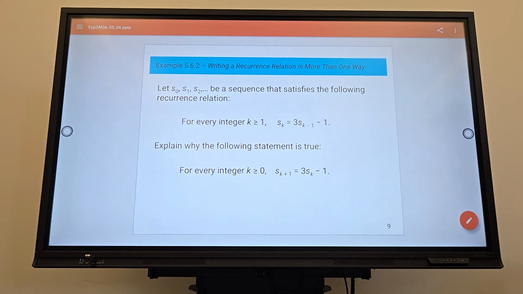Let s1, s2, s3, etc., be a sequence that satisfies the following recurrence relation. For every integer k greater than or equal to 1, s sub k equals 3 s sub k minus 1 minus 1. Explain why the following statement is true. For every integer k greater than or equal to 0, s sub k plus 1 equals 3 s sub k minus 1.